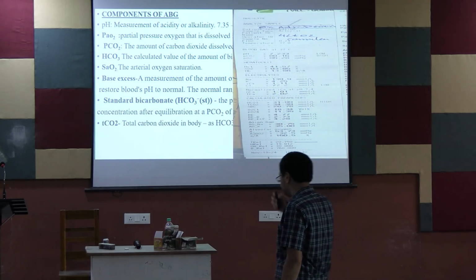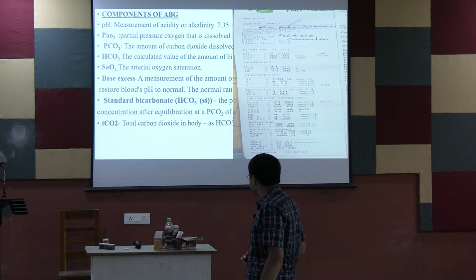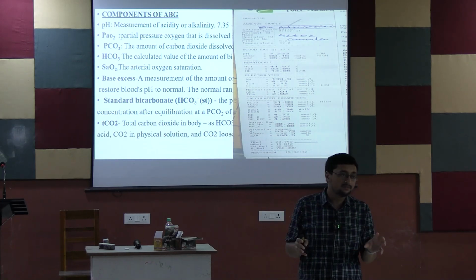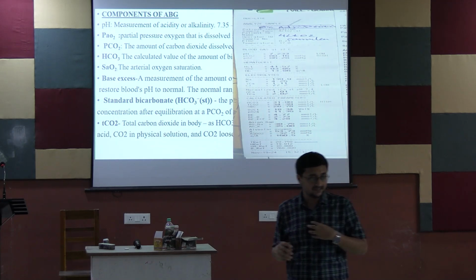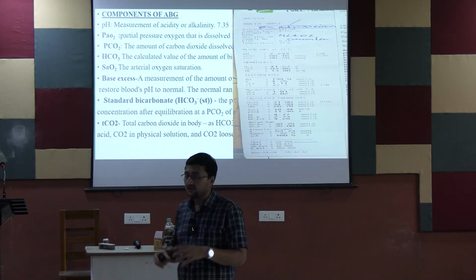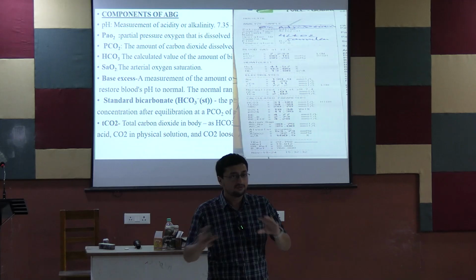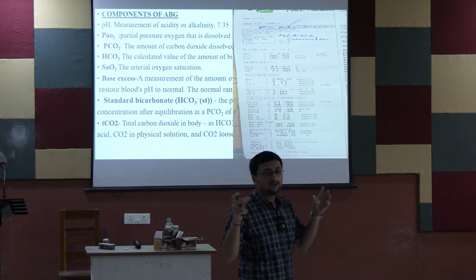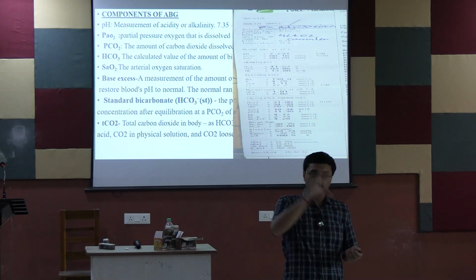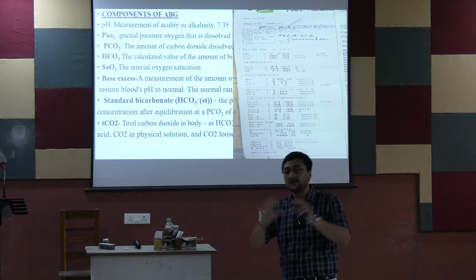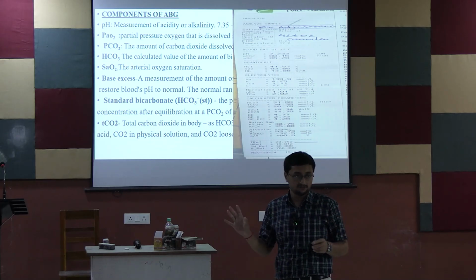TCO2, that means total carbon dioxide in the body, not only HCO3, not only bicarbonate, but other physical solutions, other carbonate anions, all the carbonate anions and bicarbonate cumulatively, when we count them, that is called TCO2. All the carbonate anions together, that is the TCO2 measurement.